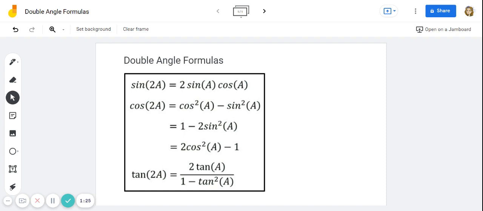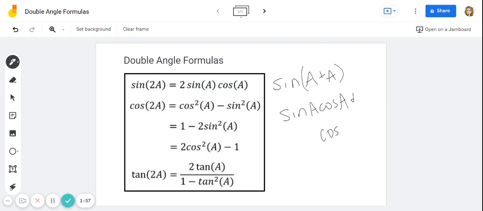We actually could see where these double angle formulas come from using our sum formulas. Let's just start with a basic easy one. So let's think of sine of 2a as sine of a plus a. Think about our sum formula. We could rewrite this as sine of a times cosine of a plus cosine of a times sine of a. Those are the same terms, aren't they? So if we add those together, we get 2 sine of a cosine of a.